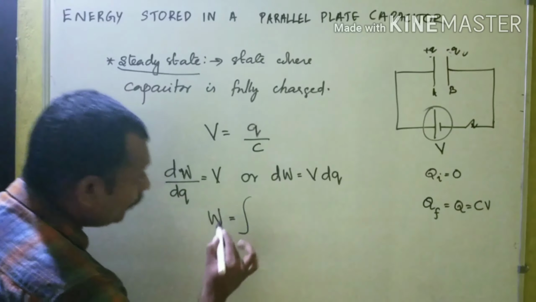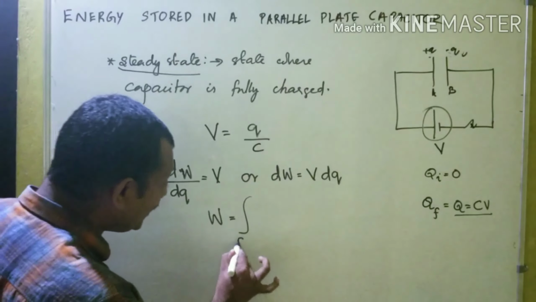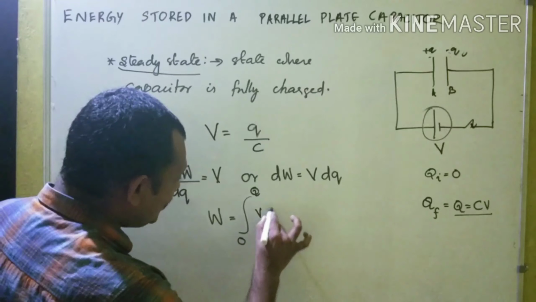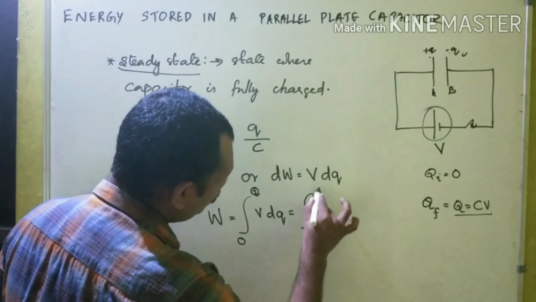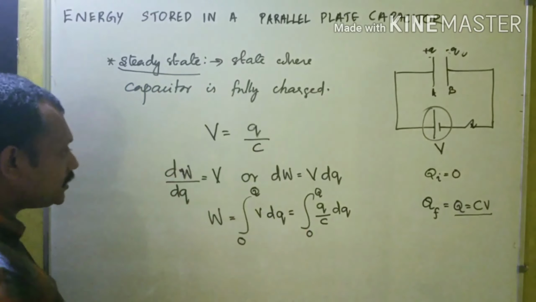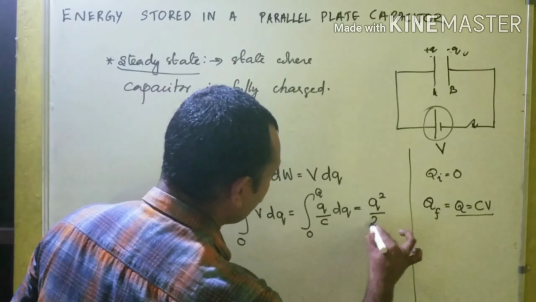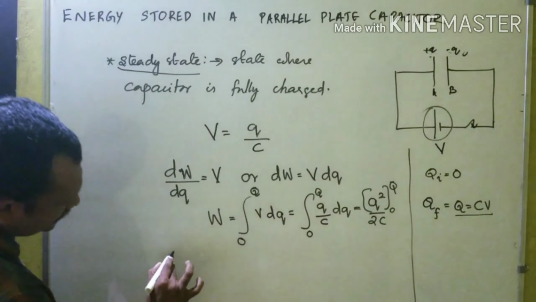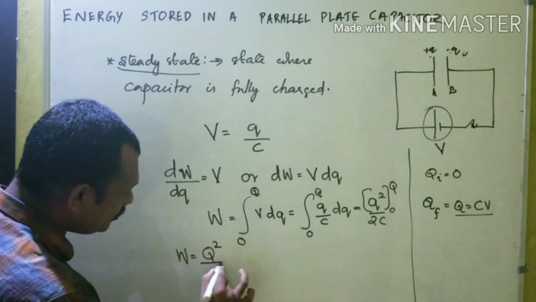In order to make the charge Q, I need to do that great process. What is that called? Integration. Integral 0 to Q, V dQ. But V is equal to Q by C. That is integral 0 to Q, Q by C dQ. This integration is already familiar to you. This is equal to Q square by 2C within the limits 0 to Q. That means the work done to make the charge Q is equal to Q square by 2C.